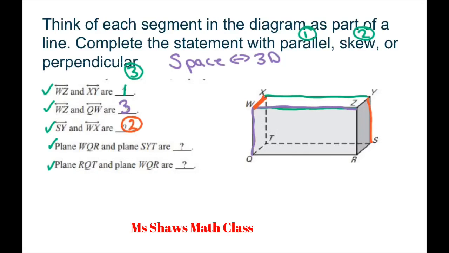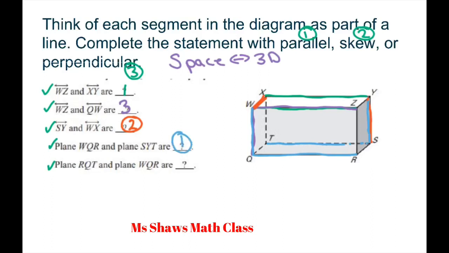Plane WQR and SYT. So that one is this one. So it's basically the front of the box and the back of the box. Those are parallel.